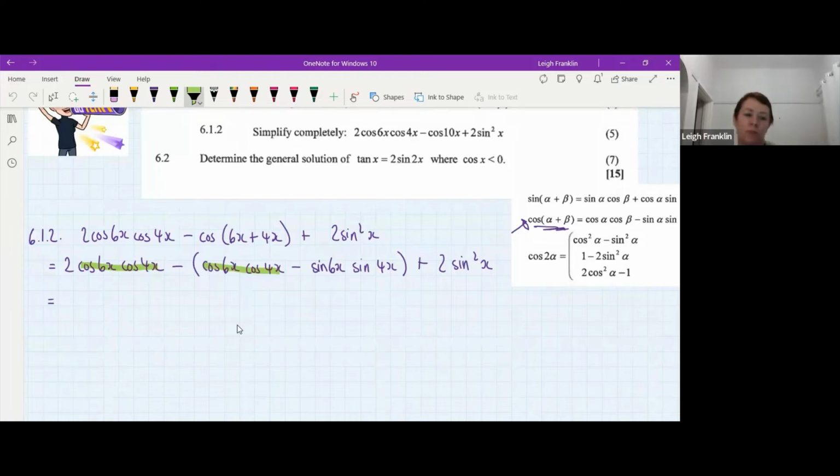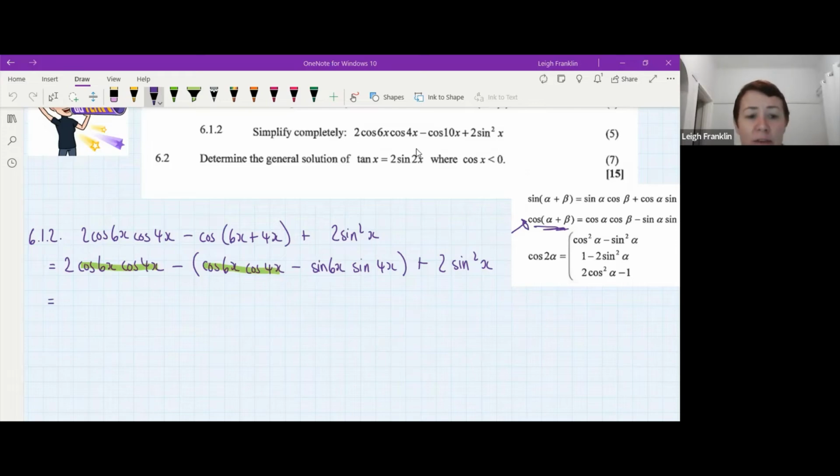What can I say about those two? They are like terms, exactly. So because they are like terms, it means I can add them or subtract them, as is the case over here. If I've got 2 of cos 6x cos 4x, and I take away 1 of cos 6x cos 4x, what do I have left over? Exactly, I've got 1 cos 6x cos 4x left over.